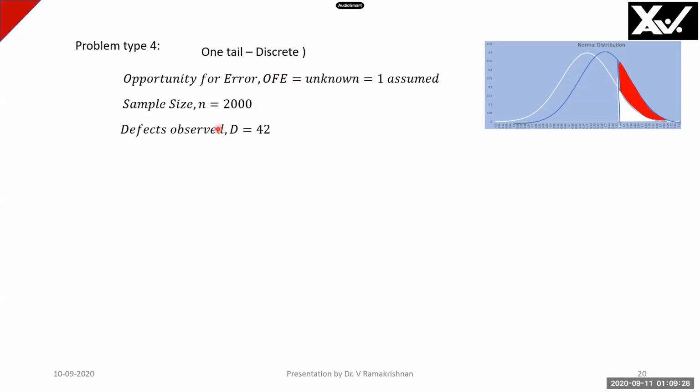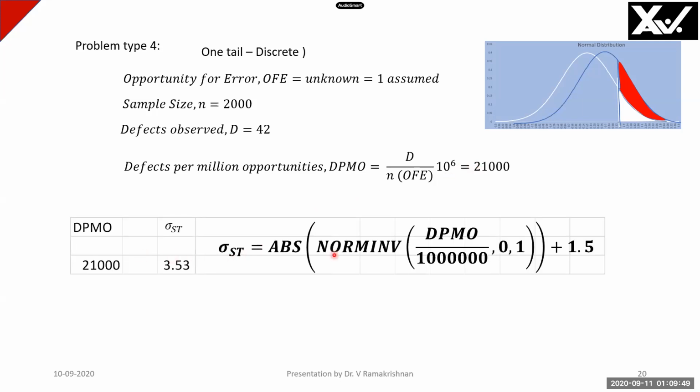Sample size is 2000, defects observed is 42. Defects per million opportunities is given by the formula, capital D, that is 42 observed divided by the sample size times the opportunities for error, which is unknown, therefore I put 1, multiplied by a million, which gives you the DPMO. Here it is 21,000. All I need to do is substitute in this formula and I'll get the answer, 21,000.